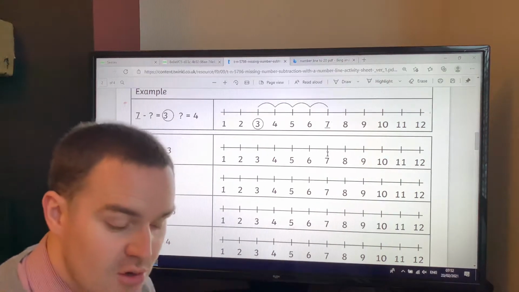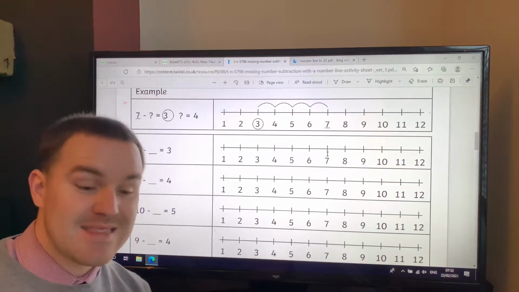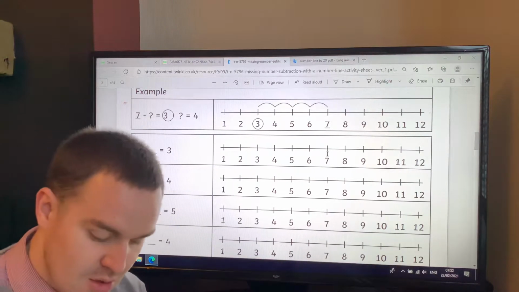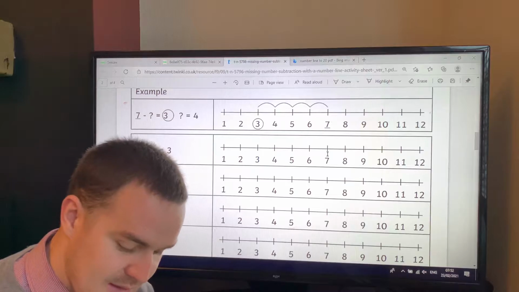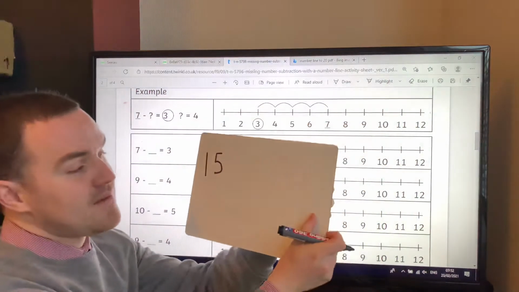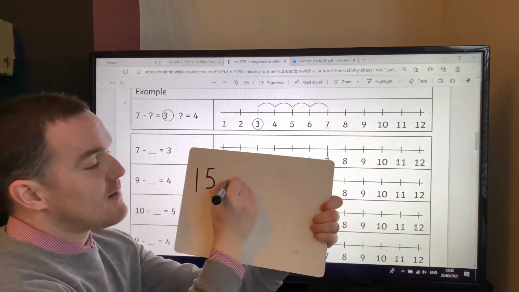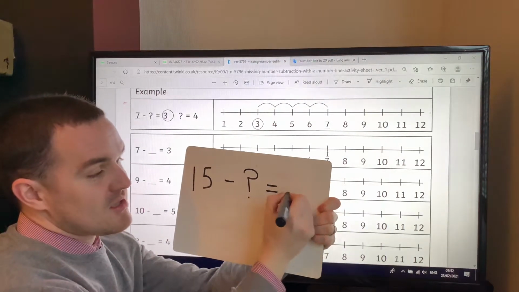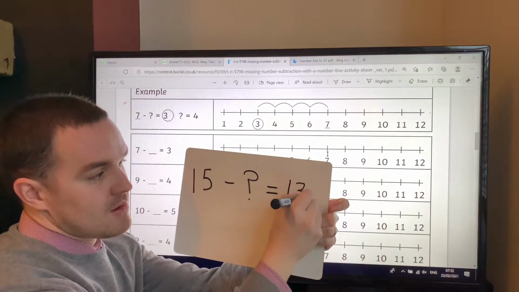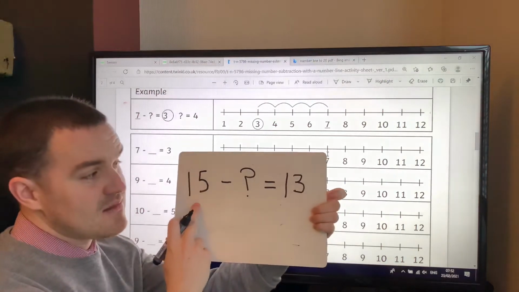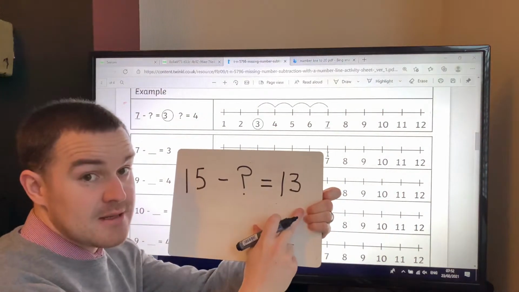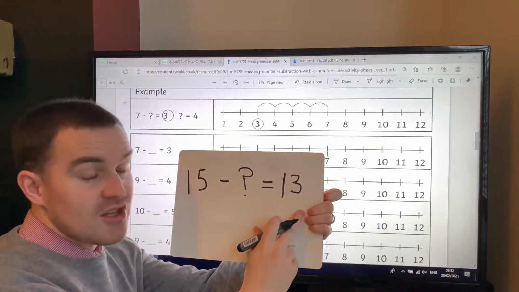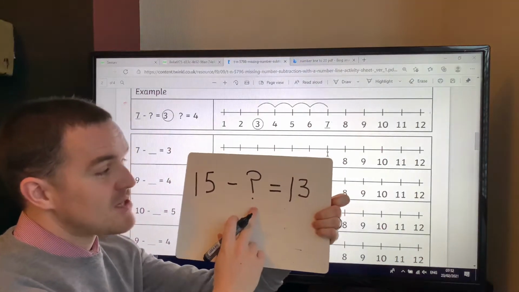Now, there's another way of working these out, and some people find this easier. So imagine I have 15 sweets, okay? I've got 15 sweets here. I take away something, and now I've got 13. So I had 15, I took away some, and now I've got 13. How many? Well, to find out what this missing number is, imagine this is me, right?